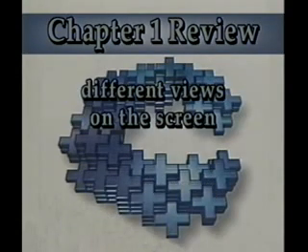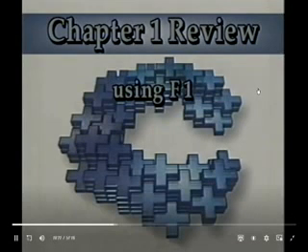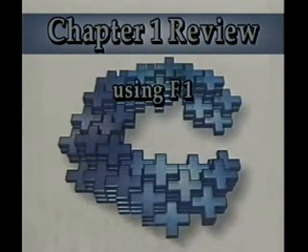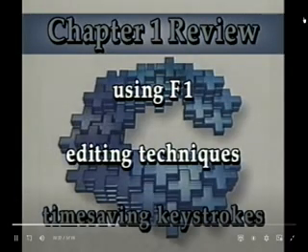We discussed the different views on our screen and how to access them with the keyboard. We used F1 to view types of errors and gain more information on items in our code. Finally, we learned editing techniques to use when editing through source code. Then we briefly recapped the time-saving keystrokes we used.